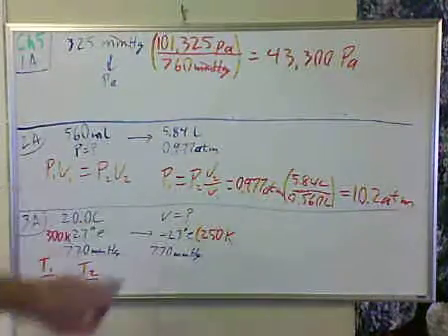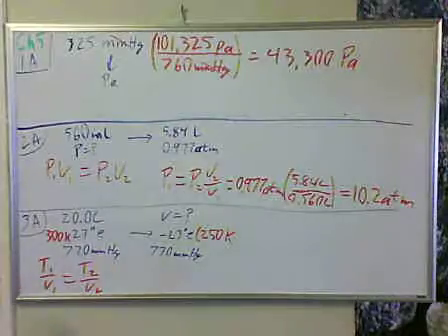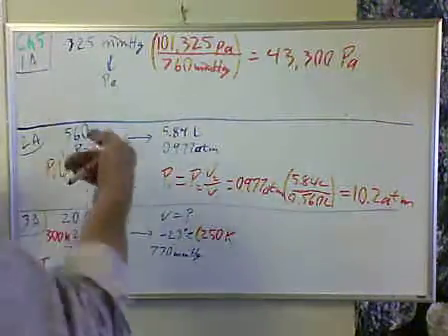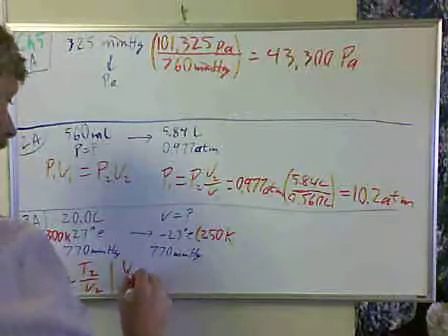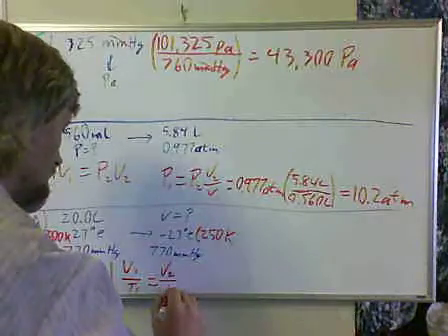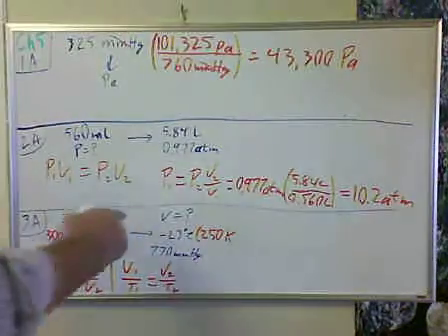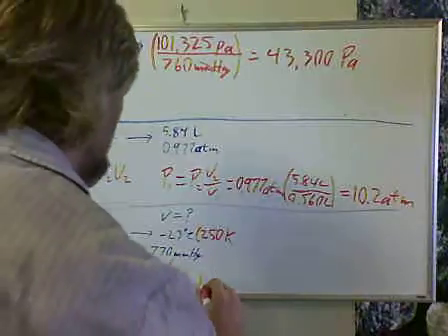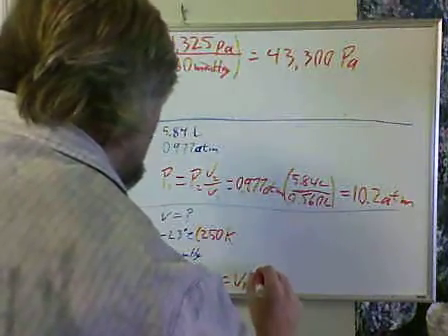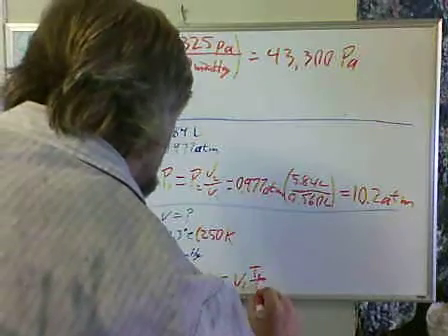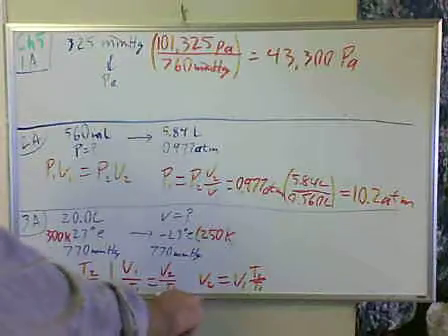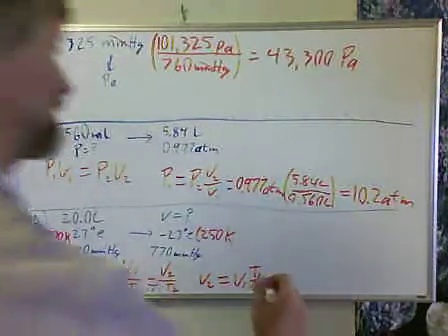Okay, we're looking for volume. So an easy way to look for volume is first to flip this equation upside down. Completely flip it so the volume's on top. Okay, so we're solving for volume. It doesn't matter what units we're using for volume. What units we put in are the units that we get out.